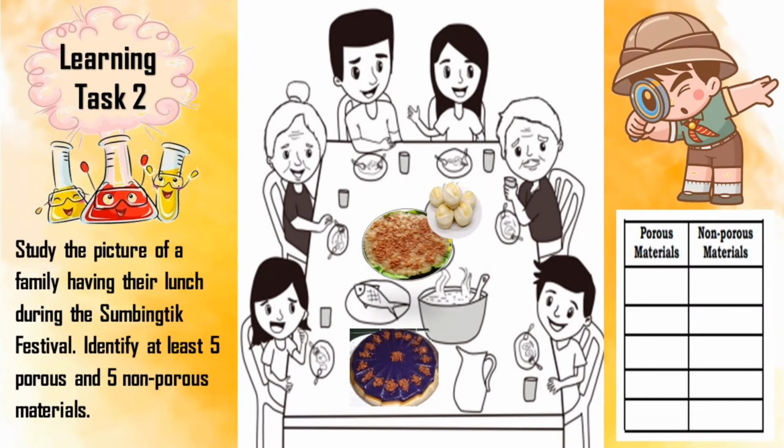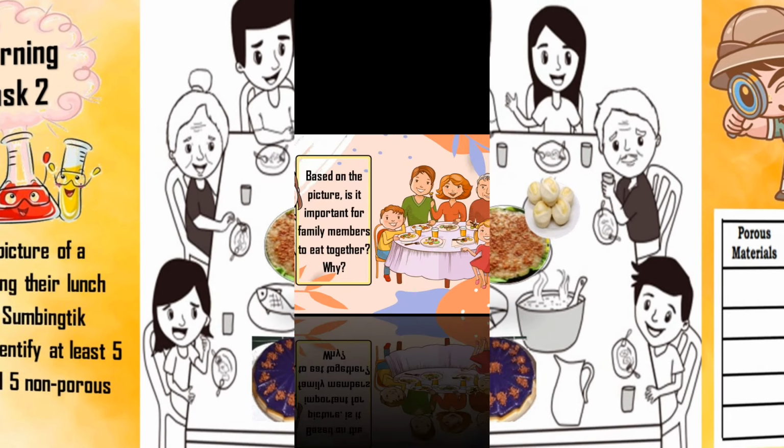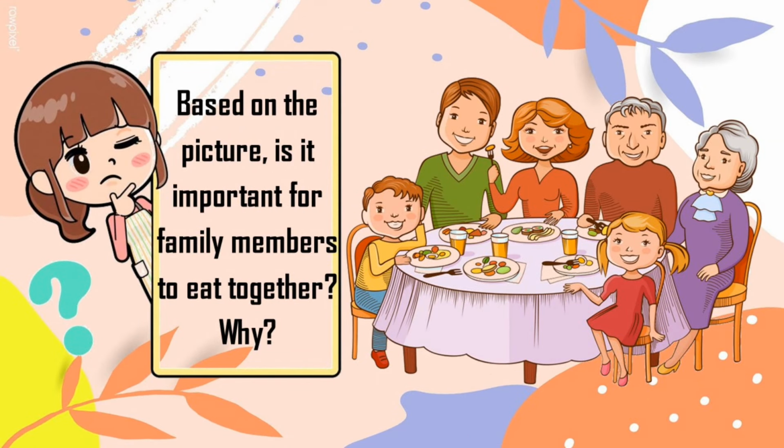Did you feel hungry thinking about the delicacies of Sumbintik Festival? Let's study the picture of a family having their lunch during the Sumbintik Festival. Identify at least five porous and five non-porous materials in the picture. Write your answer using the table. Based on the picture, is it important for family members to eat together? Why? Let's learn.